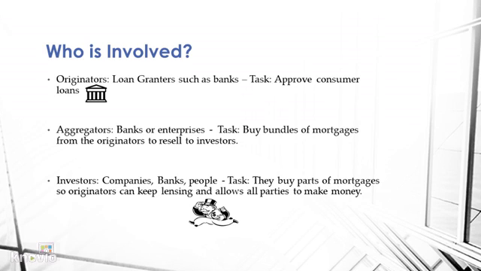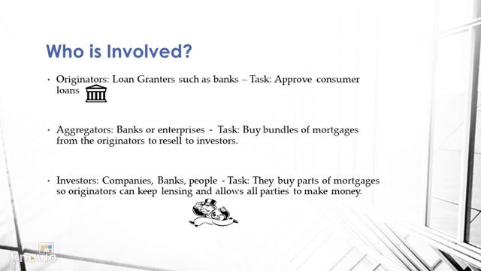Within the secondary mortgage market, there are three separate parties or groups that interact with each other. The first one is the group called the originators. These are the people that give out the money in the first place, or make the loan, such as banks or credit unions. Basically, the originator's task is to approve consumer loans.